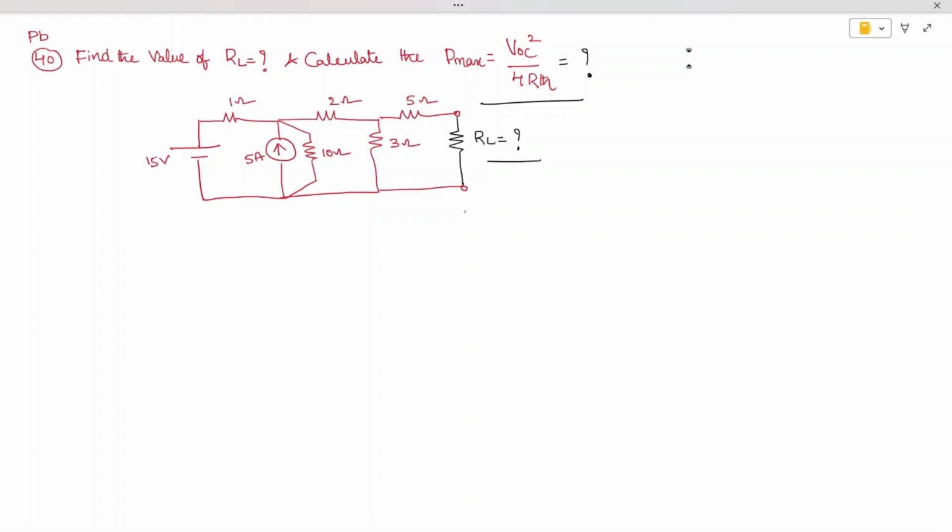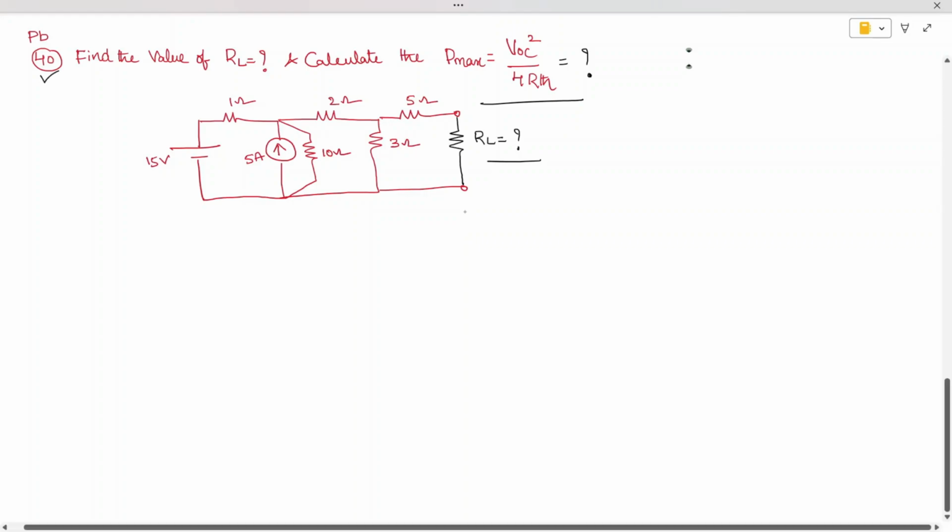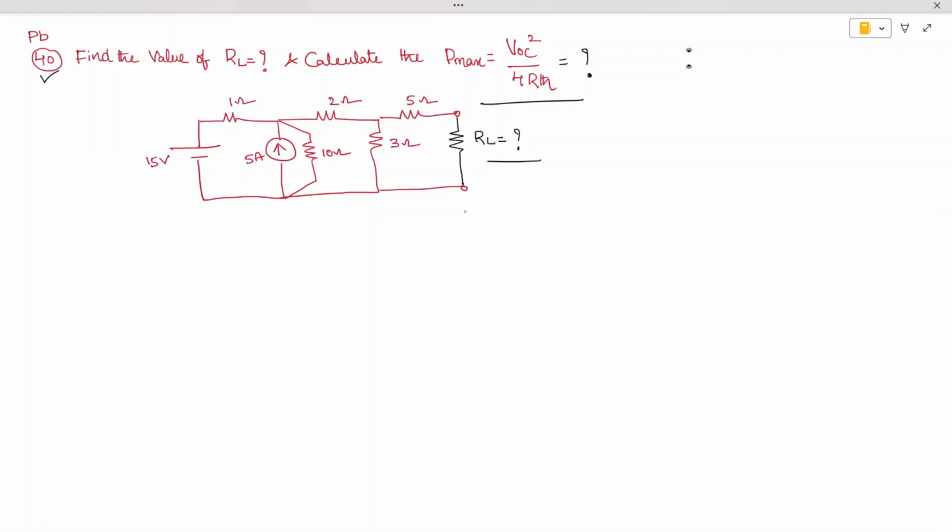Today, we are going to solve problem number 40. Find the value of load resistance such that maximum power will transfer from source to load, and calculate its maximum power. This is a very simple problem. First we have to remove the load resistor. In calculating this, first we need to find VOC. To find VOC, remove the load resistor and obtain the voltage across the open-circuited load terminals.